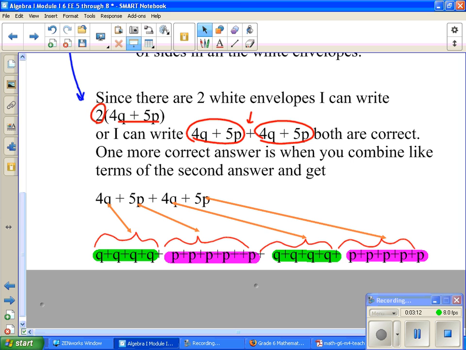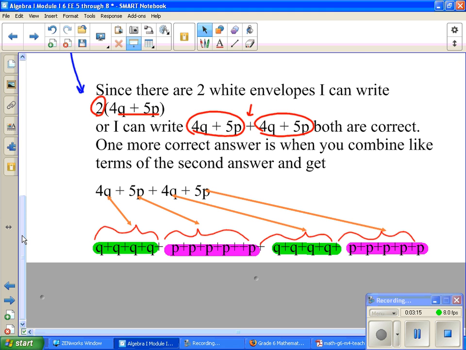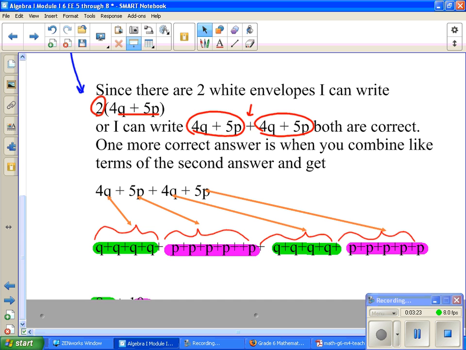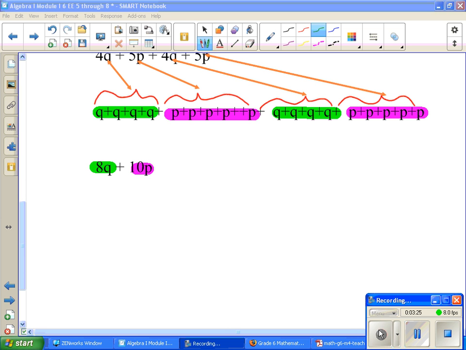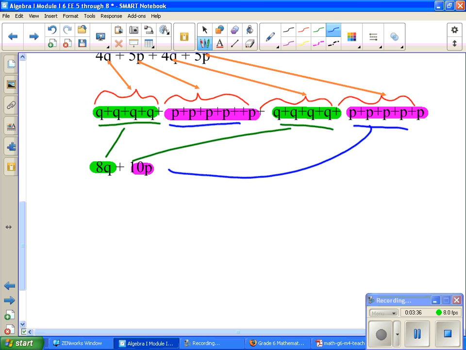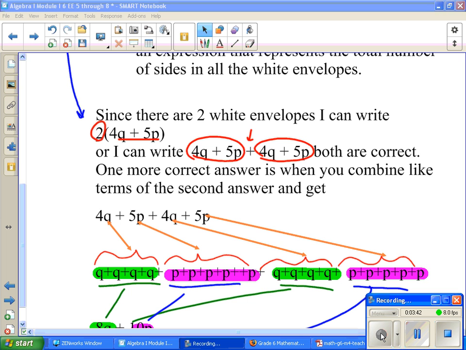What does that look like? QQQQ plus PPPPP plus QQQQ plus PPPPP. And what does that look like total? I count up the Q's, and I get 8 of them. I count up the P's, and I have 10 of them. 3 right answers. If you notice, in this last one, what I did was I took all the piles of Q's and all the piles of P's and combined them.